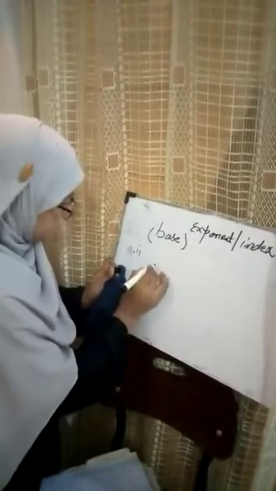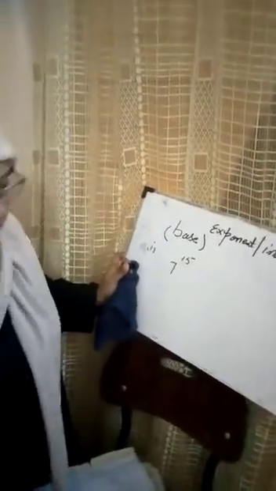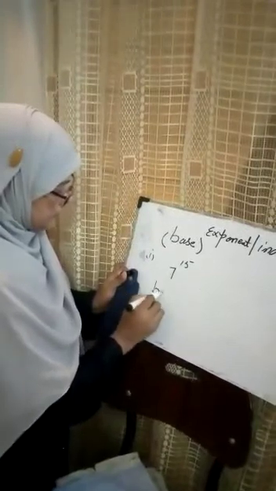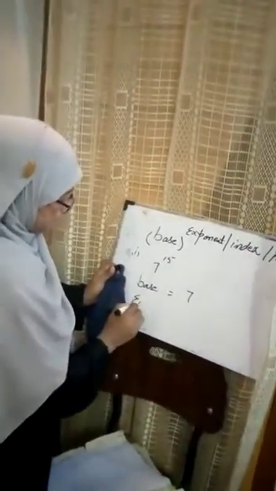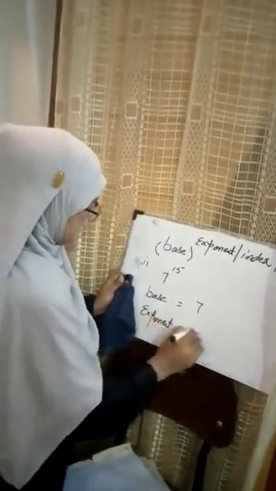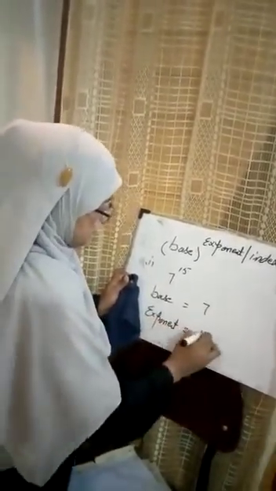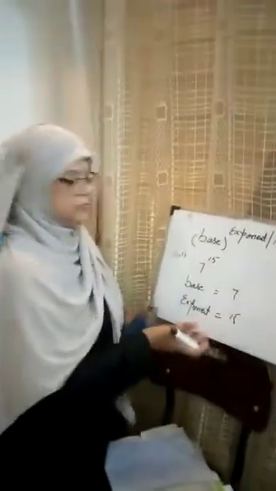Question number 1, part number 1: 7 to the power 15. You just have to tell the exponent and base. So write: base is 7 and exponent is 15. That is the answer. It's very simple and easy. You just have to give the right answer verbally, right?